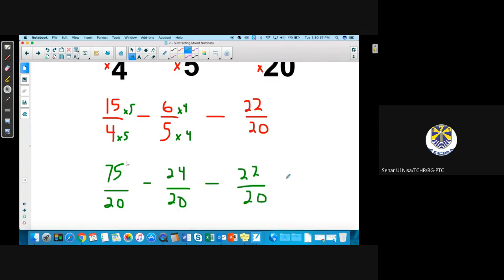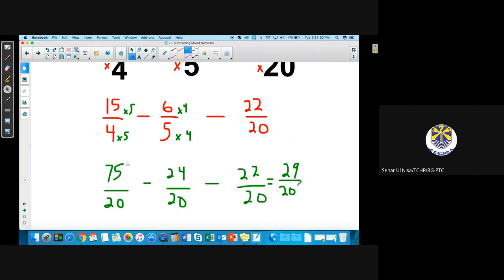So now it should be pretty easy. We're going to keep the denominator the same, and then we're just going to subtract the numerators. So we have 75, we're taking away 24, which gives us 51, and then we're also going to subtract 22. And that is going to give us 29. Okay, so there's our improper fraction. There's nothing we can do to that to simplify it.